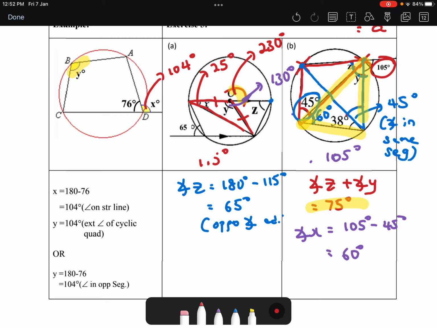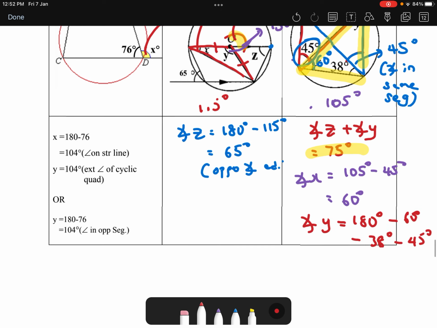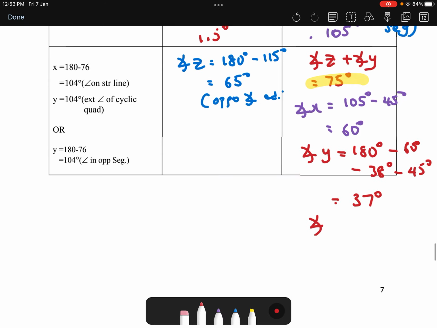Maybe I write down first. Angle y is equal to 180 minus 60 minus 38 minus 45 degrees. So this will give you 37 degrees. So angle y is 37, so angle z is just equal to 75 minus 37 degrees. So 75 minus 37, you will get 38 degrees. Sometimes some of the questions you encounter will be a mixture of all the properties, so you need to know how to see.